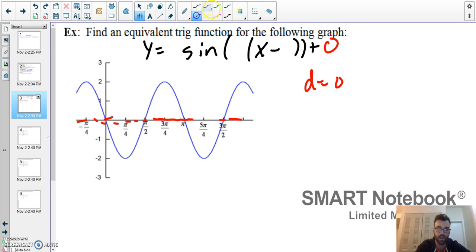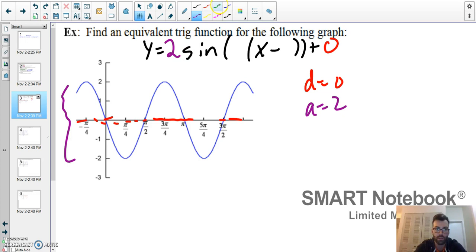After that, I want to look for my amplitude. Remember, the amplitude is half of your range. My range looks to be from negative 2 to 2, which would be 4 units. So half of that, my amplitude, is 2, because I'm traveling 2 units up from my midline.